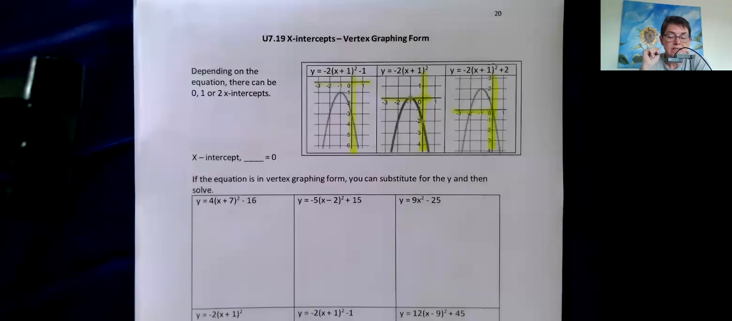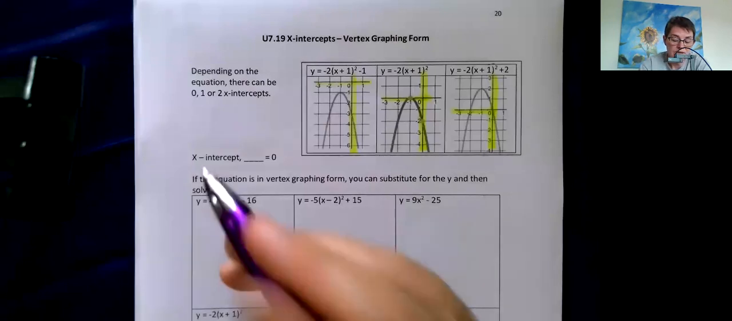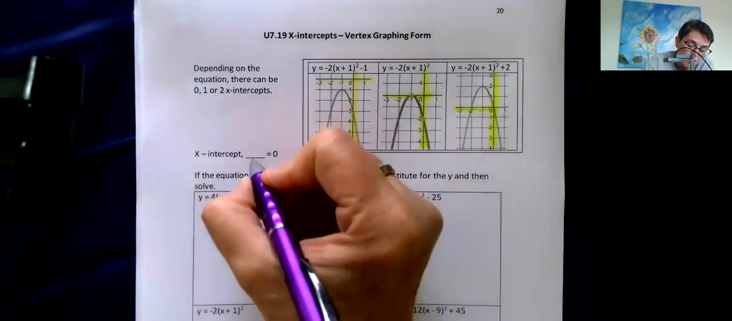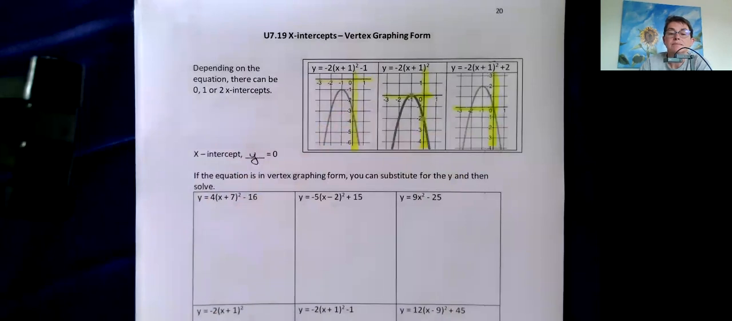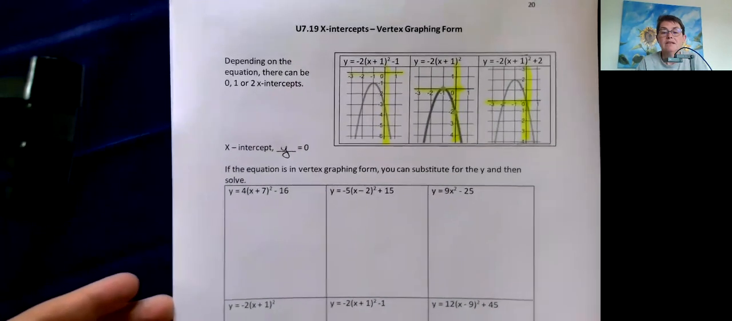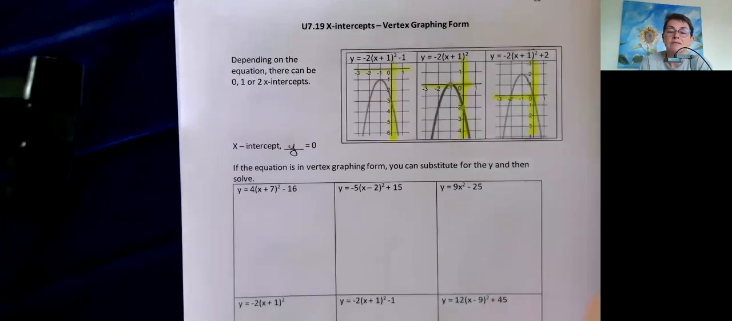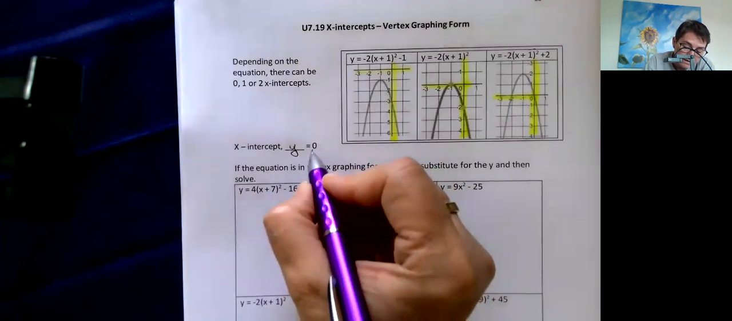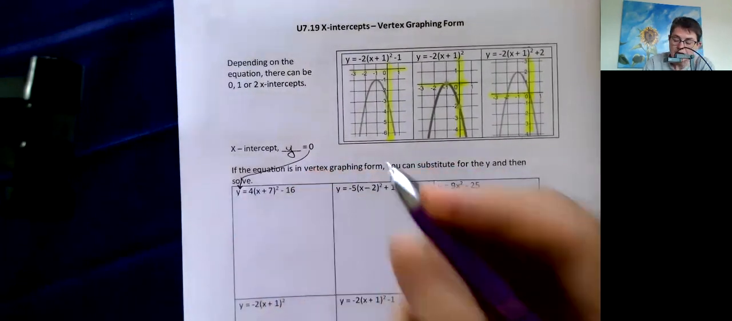Now, in the last video, I taught you something really important. For the y-intercept, x equals 0. So by the same token, when you're looking for the x-intercept in something, y is going to be 0. So that's important to remember. Now, if the equation is in the vertex graphing form, you can substitute for y. You can put a 0. You can just do a little substitution, and then you can solve.